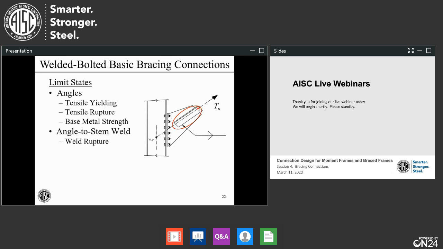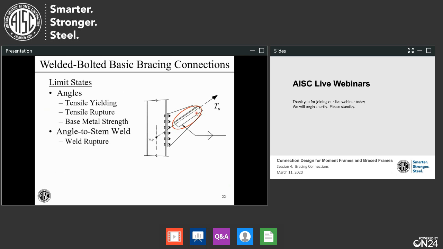Next, moving into the first real connection design limit state will be tensile rupture through a section approximately here. Now, the net area is the same as the gross area in this case, but because only the vertical legs are connected, we have shear lag. So we need to go into Part D of the manual, Table D3.1, and get the shear lag factor out of there and use that to calculate the tensile rupture strength of the angles, depending on whether this is a single or double angle brace.